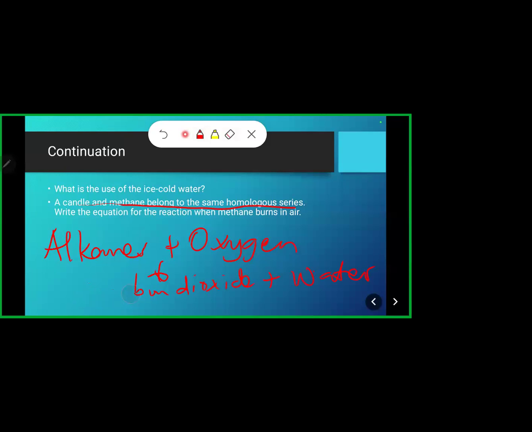So for halogenation, we will not look at it at this level. But like I said, most of you that will do chemistry at A level, you will look at most of these things and even in deeper context.